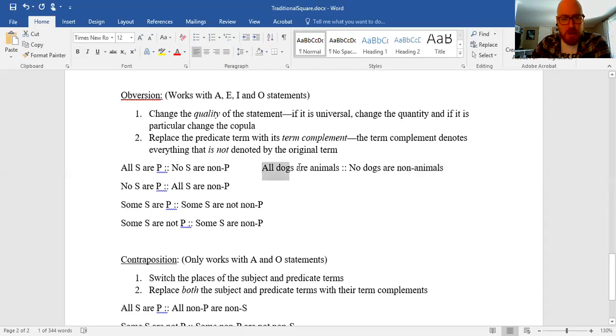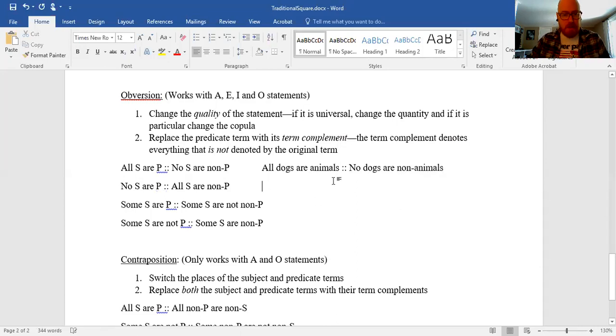So we started with all dogs are animals. The first step, we changed the quantifier. So we change it from all to no, since the quality of the universal is determined by its quantity. Okay, and then our predicate term was animals. So since it's animals, we just throw a non with a hyphen in front of it. Okay, all right. Now, but what if I have something like this?